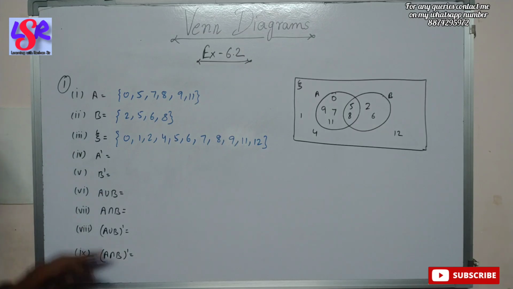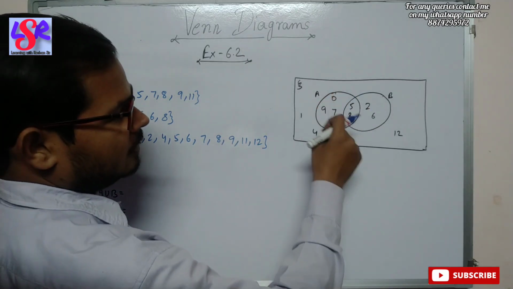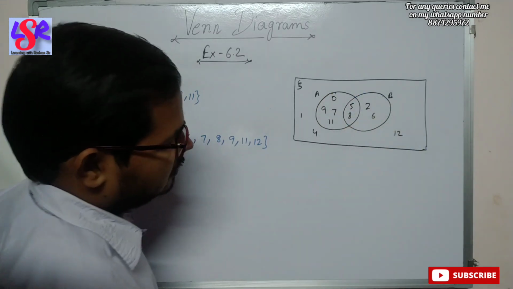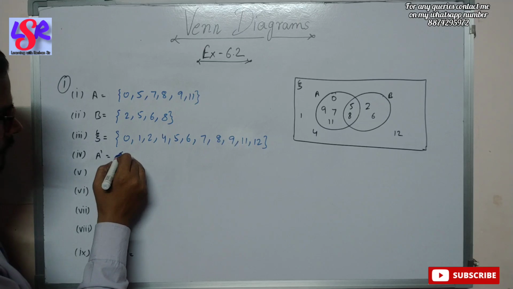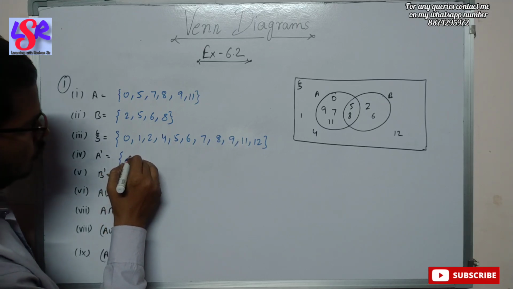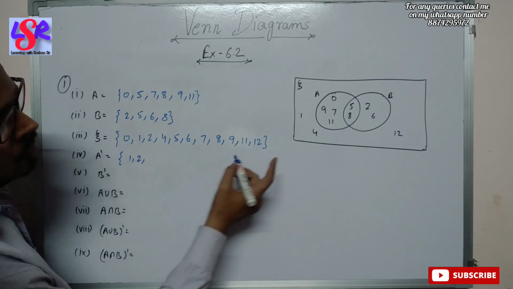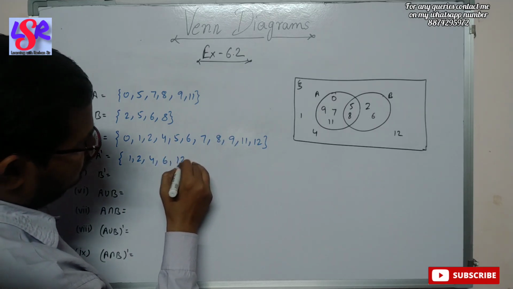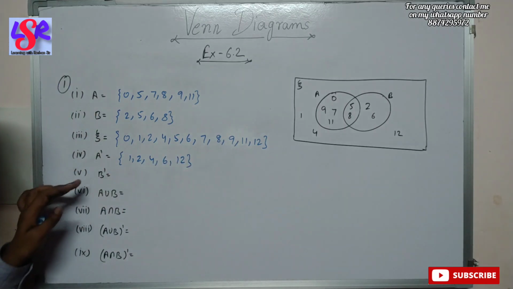Then we have A complement. A complement is the numbers which are apart from the circle A. Whatever numbers are outside set A or circle A will be A complement. So we have 1, 2, 4, 6 and 12. Then we have to find B complement.